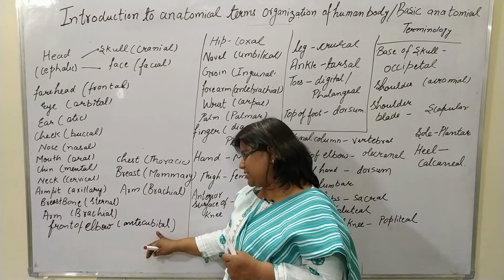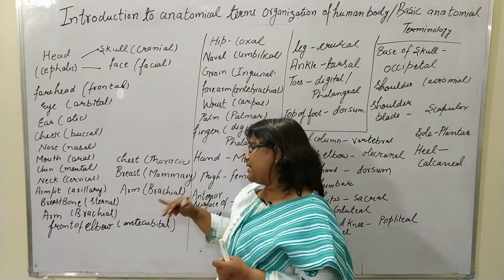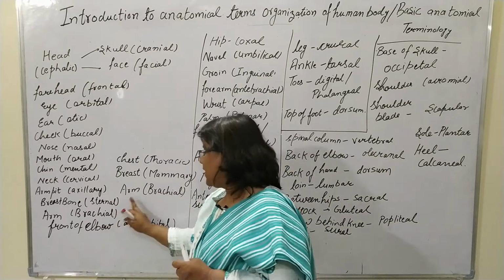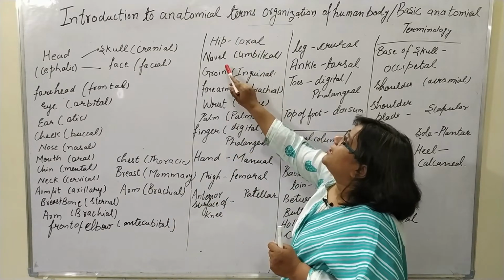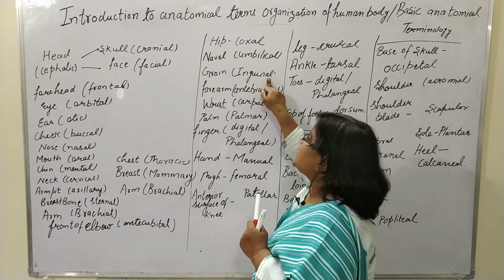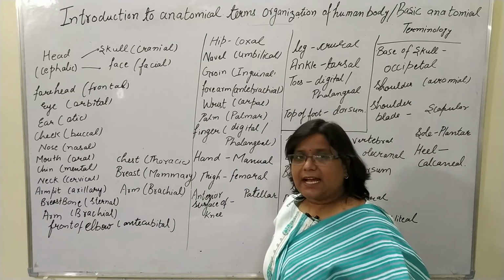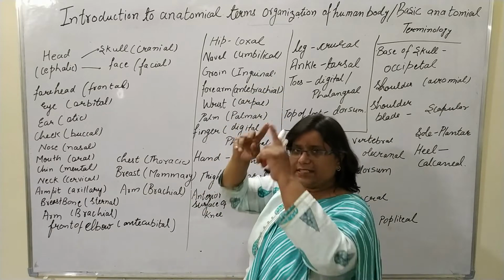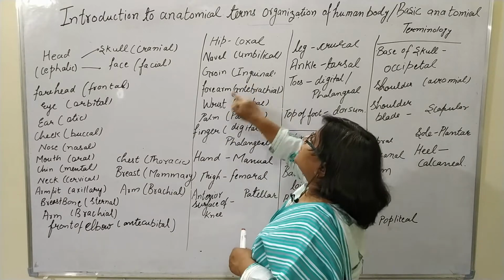front of the elbow is antecubital, chest is thoracic, breast is mammary, arm is brachial. Now hip is coxal, navel is umbilical, and the groin region is inguinal. The groin region is just where the thighs start, where a crease-like structure is formed. That is the inguinal region.